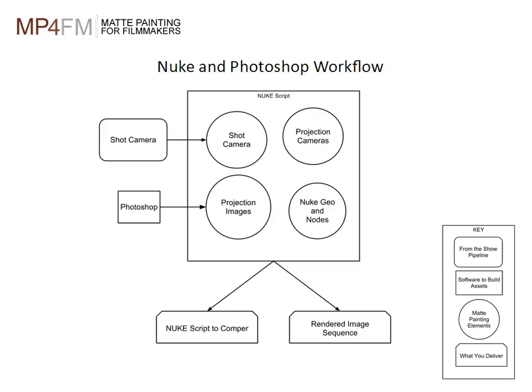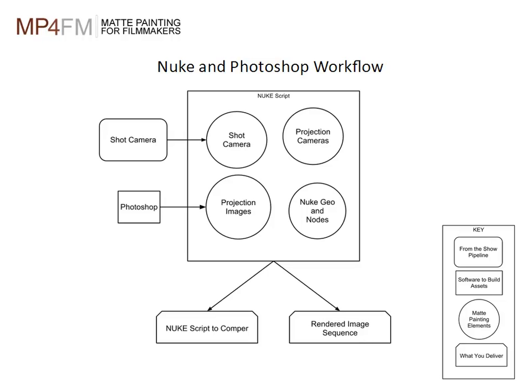Nuke and Photoshop workflow. This workflow skips the 3D package and projects projection images onto basic Nuke geometry. This is a really good workflow for nodal camera moves, static shots, or matte paintings that are far enough away that the only parallax you see is the movement between larger objects. Sky domes are often just images UV'd to a Nuke sphere.